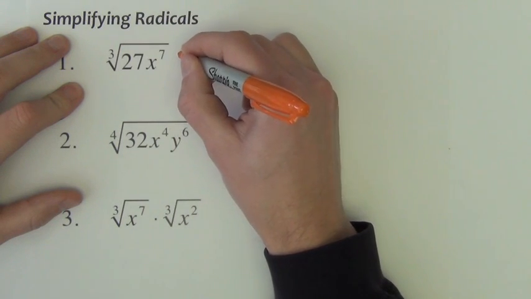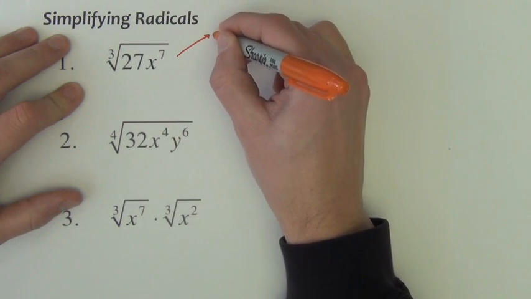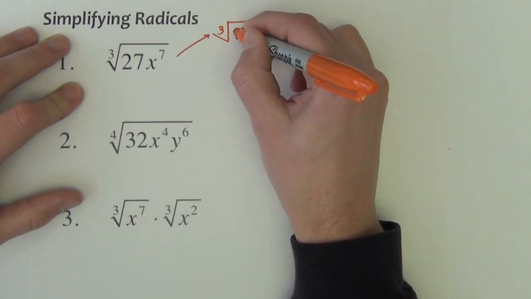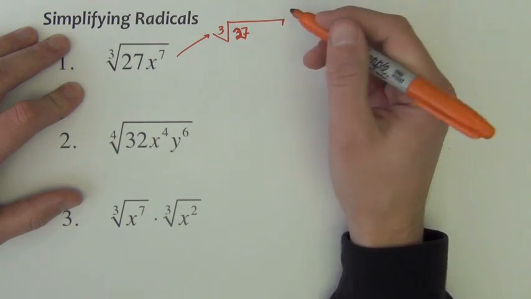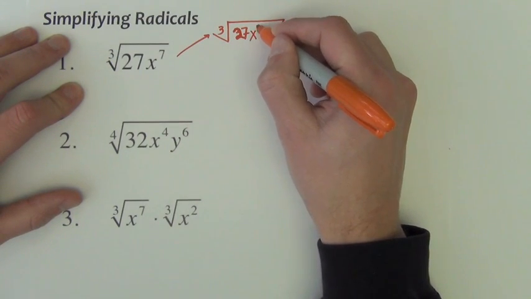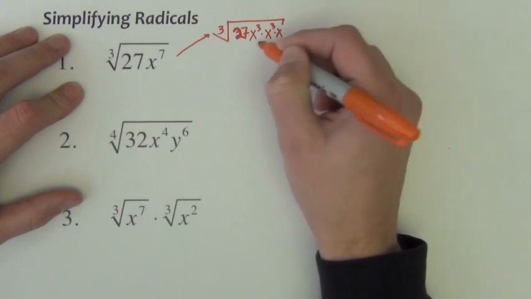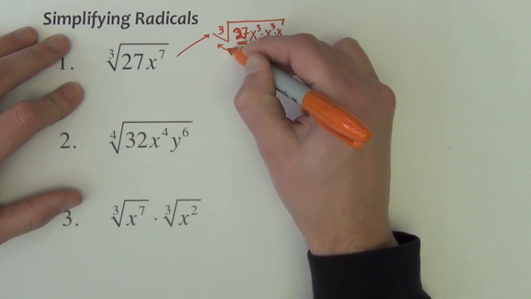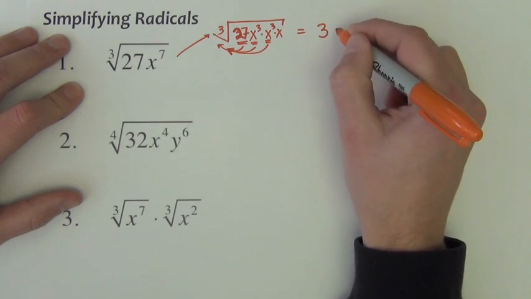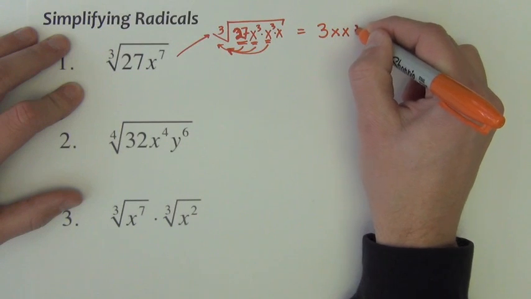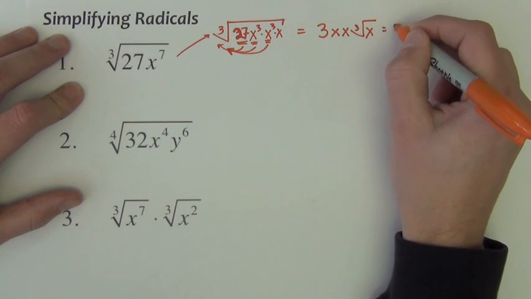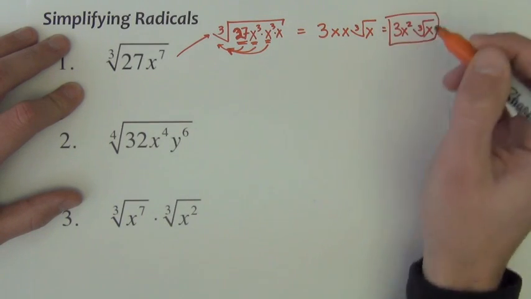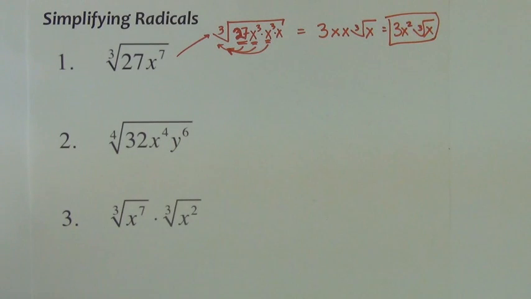So cube root of 27 x to the 7th. So here's kind of technique number 1. 27 already is a perfect cube, so I'm not going to break it down at all. X to the 7th is x to the 3rd times x to the 3rd times x. Perfect cubes all come out. So 3 comes out, x comes out, x comes out. Cube root of x left over is 3x squared cube root of x. There's one way to do it.